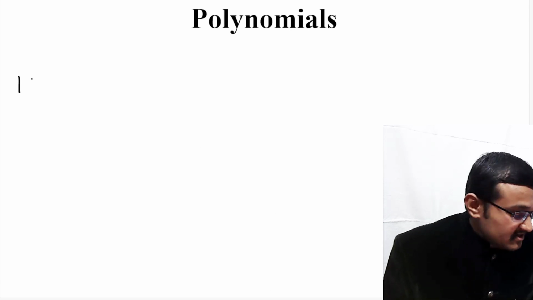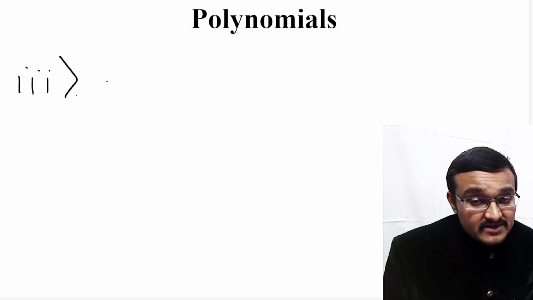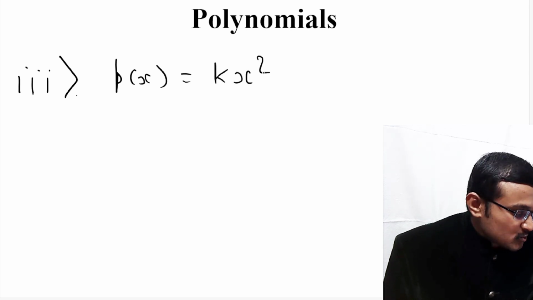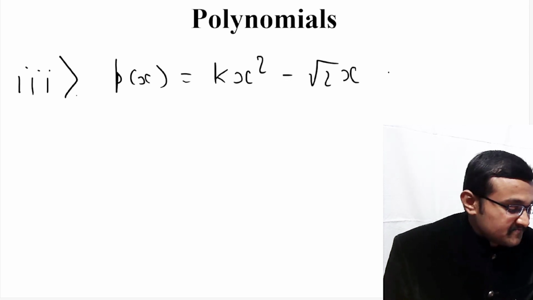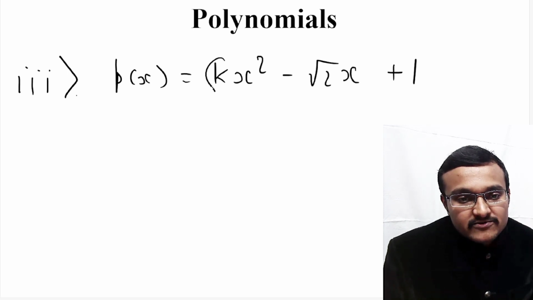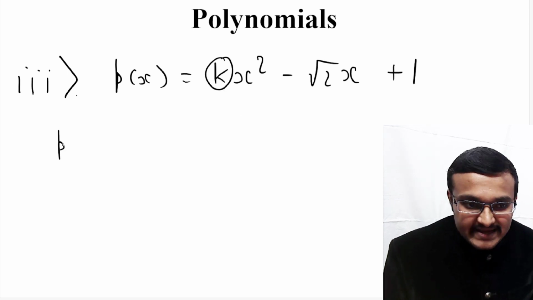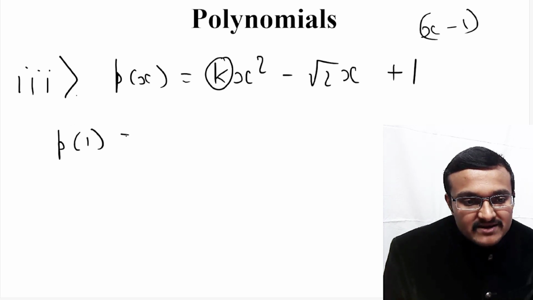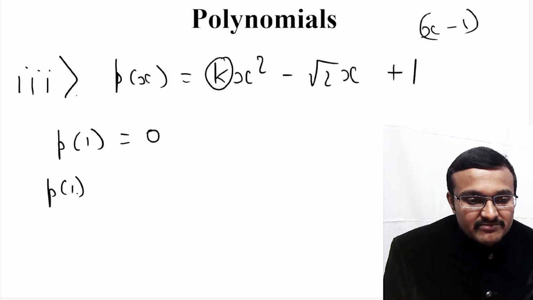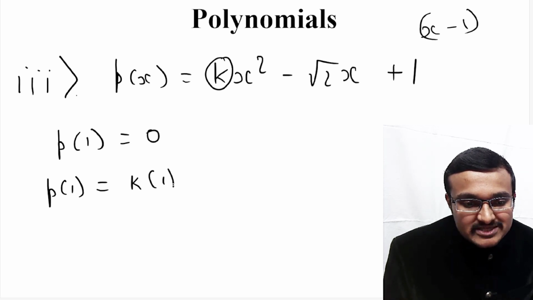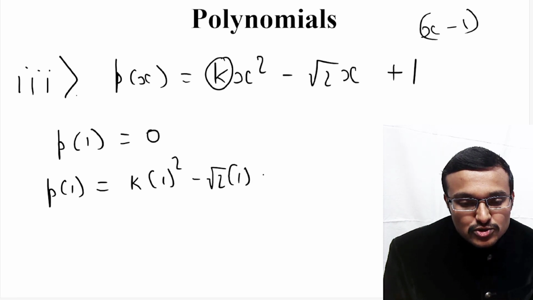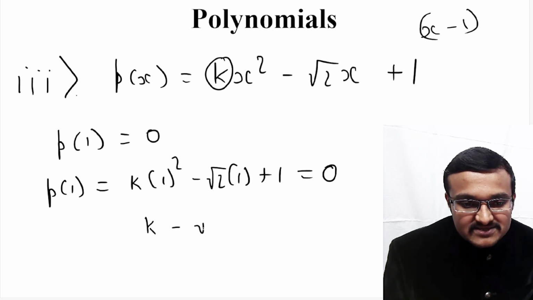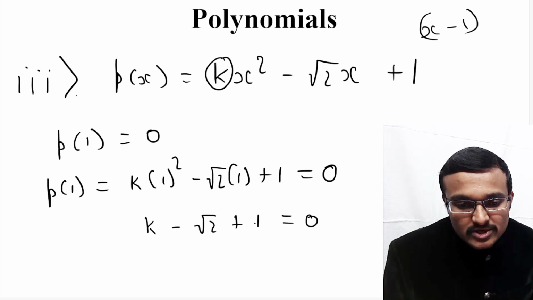Now we will look into the third question in this particular third question. So in this question you have p of x is equal to kx square minus root 2x plus 1. So here also you have to find out the value of k, and here also x minus 1 is the factor of this particular polynomial. So p of 1 will be equal to 0. So here p of 1 is nothing but k into 1 square minus root 2 into 1 plus 1, which is equal to 0. So here k minus root 2 plus 1 is equal to 0.